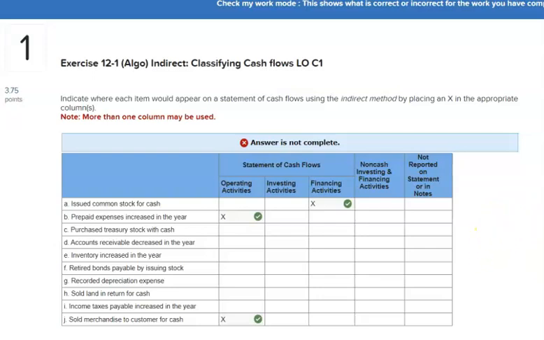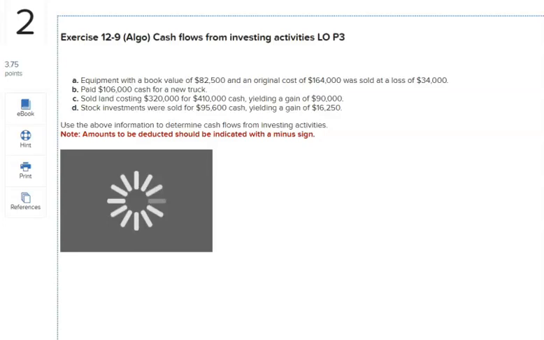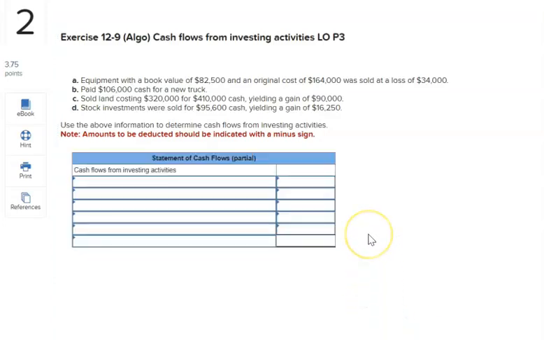Okay. Next problem is the cash flows from investing activities. And actually, even for problem 1, I recommend going to page 460. Exhibit 12.1 shows the cash receipts and the cash payments having to do with operating activities. Exhibit 12.2 is cash receipts and cash paid having to do with investing activities. And then Exhibit 12.3 shows cash receipts and cash payments having to do with financing activities. So all three of those exhibits would have helped you with problem 1.